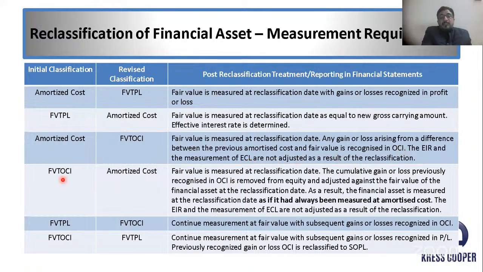And this is very interesting. From fair value through OCI to amortized cost method, we will work it out as if it had always been measured at amortized cost. And when we are reclassifying from profit and loss to OCI, we continue measuring at fair value, but the difference will be taken to OCI. And when from OCI to profit and loss, we will keep on measuring at fair value, but its difference will be taken to profit and loss. So that's all for our discussion today.